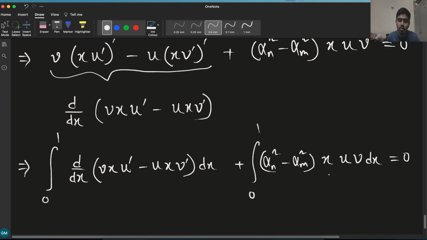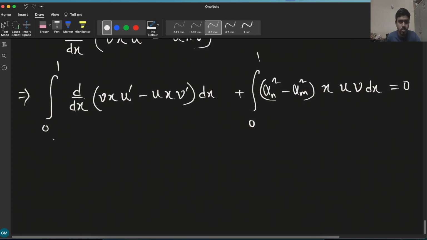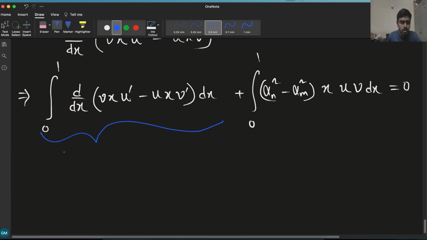And on the right hand side it will be 0. So now if I do this integration first, it will be d/dx of this times dx, so it is basically d of this whole term, and the integration of this will be just v x u dashed minus u x v dashed from 0 to 1.